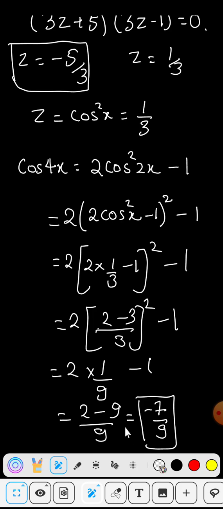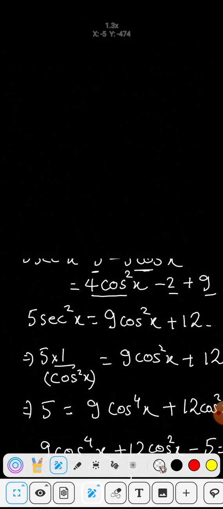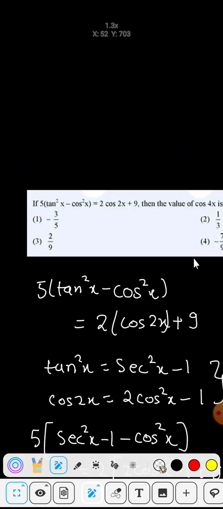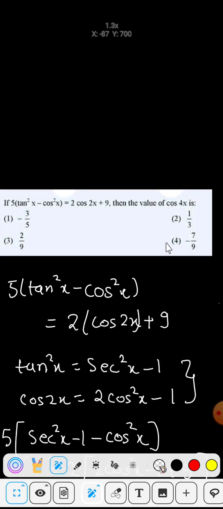So we can check our options. In the options it is given that the fourth option is correct. So our answer is the fourth option, minus 7 upon 9. So I hope you understood the solution.